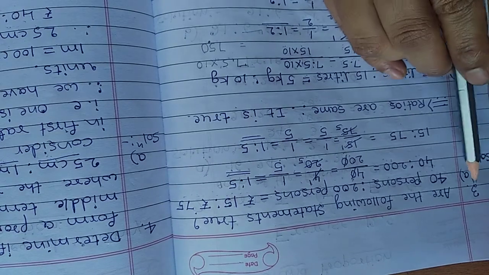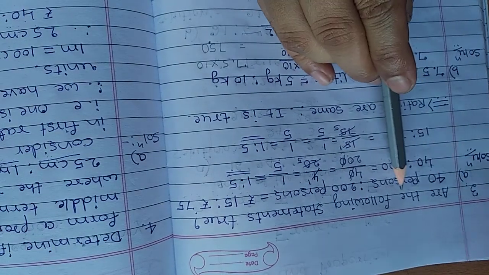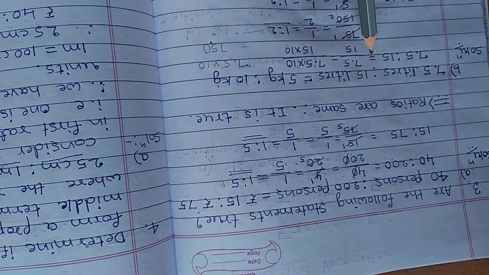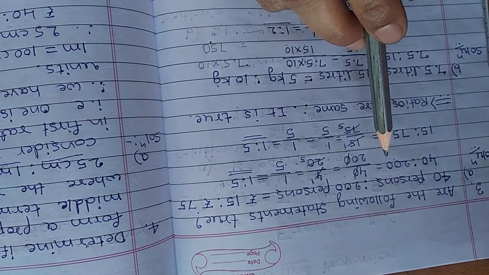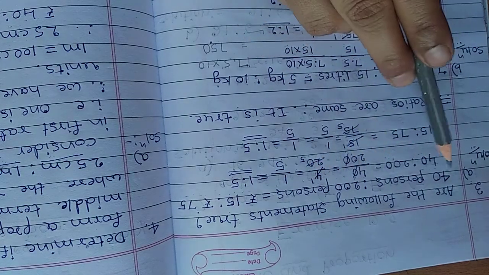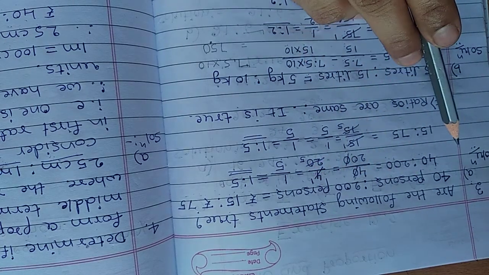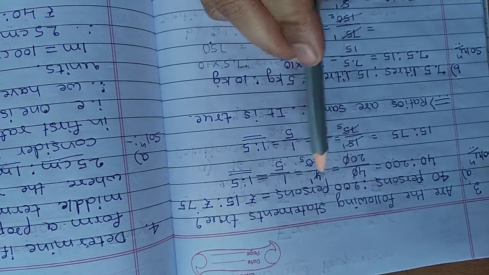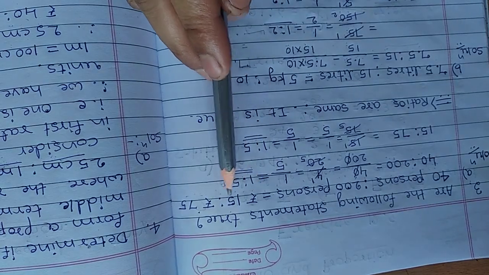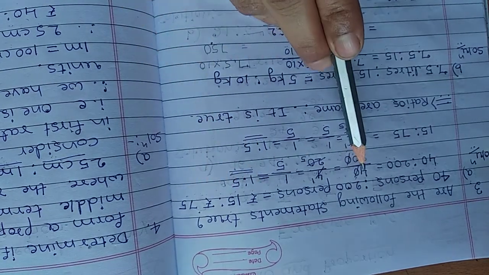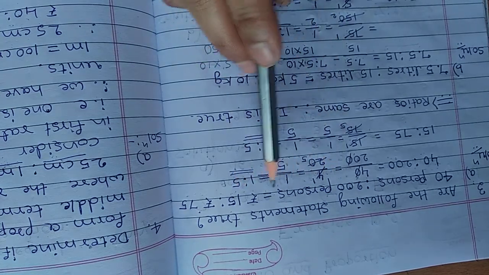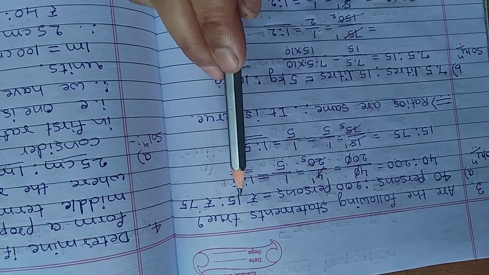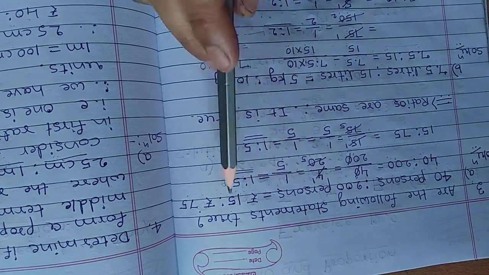Now we will pass on to question number 3. Are the following statements true? They have given a few statements. We have to check whether the given statements are true or false. It is the same as the previous one. First one, 40 is to 200, that is equal to rupees 15 is to rupees 75. They have given that the ratios are in proportion. We have to check whether it is true or false.